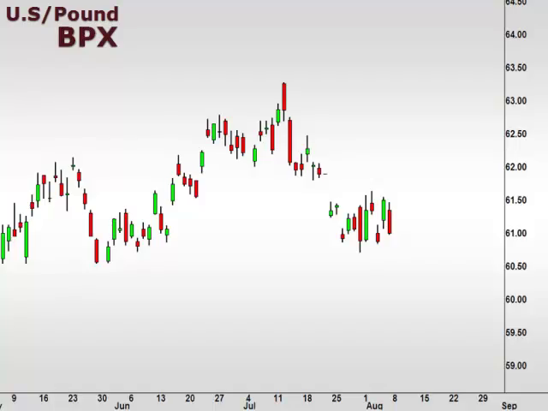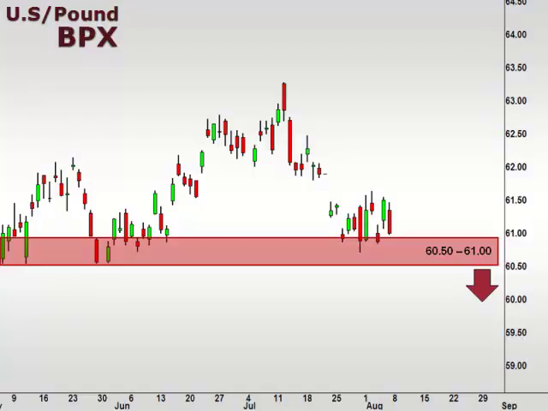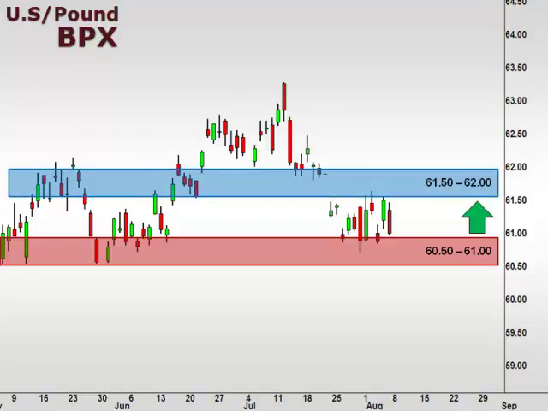Let's take a look at the BPX, the U.S. versus the British pound. Well, the BPX consolidated along the upper range of the 60.5-61 support zone. A break below 60.5 opens the window for a continuation lower. A bounce is likely to meet with resistance at 61.5, a break of which should signal a move higher.